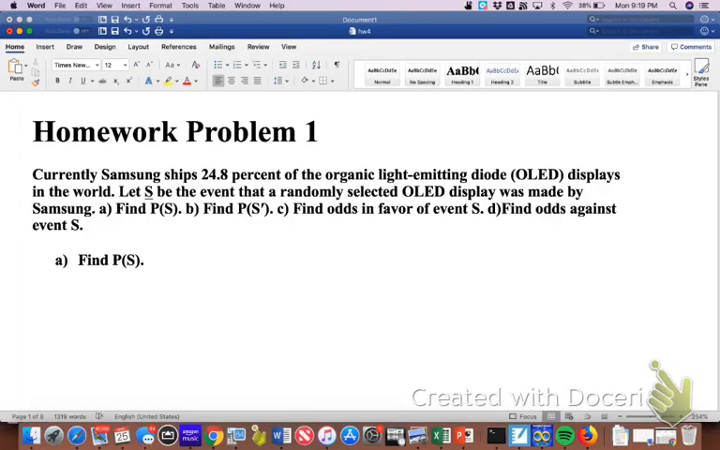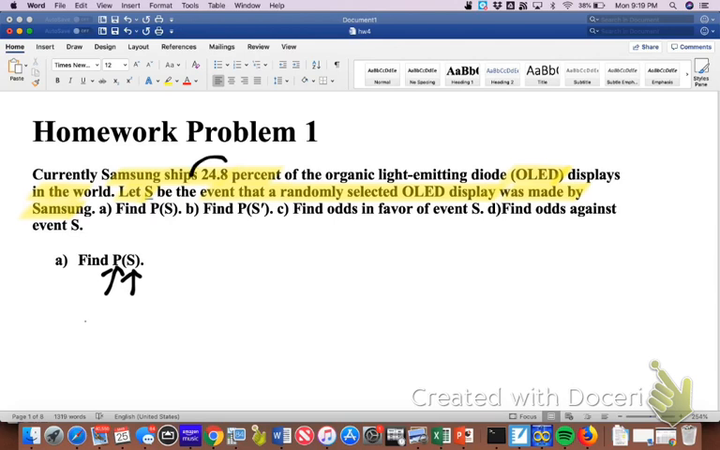Hey guys, here's a sample homework problem number 1. The situation here is saying that Samsung ships 24.8% of the LED displays in the world. Let S be the event that a randomly selected OLED display was made by Samsung. So first of all, it says find P of S. Well, in regular people language, this means the probability, hence the P, of it being a Samsung.